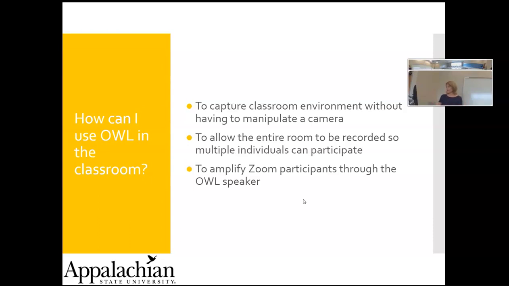The OWL camera allows the entire room to be recorded, so multiple individuals can participate in different ways in making the video, so I'm not the only person in the video. It also amplifies Zoom participants through the OWL speaker. The OWL camera itself has many different microphones all the way around it, and that's why it's called the 360. It also has the camera at the top that looks all around.